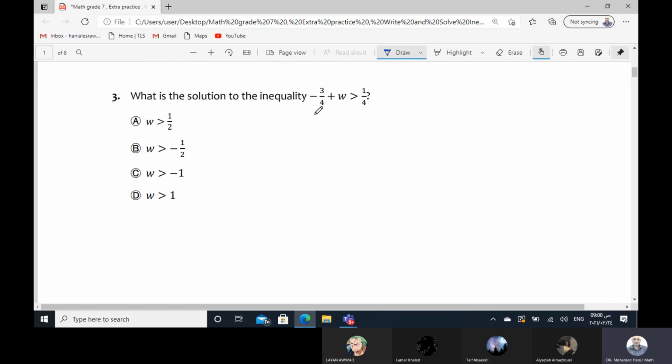Now, what is the solution of the inequality? Minus 3 over 4 plus w greater than 1 over 4. Start, please. So the answer will be D. Okay, thank you. Who has different answer? The answer will be D. Thank you, Layan. Who has different answer? Mister, the answer will be D. Thank you, Aliasia. Who has different?